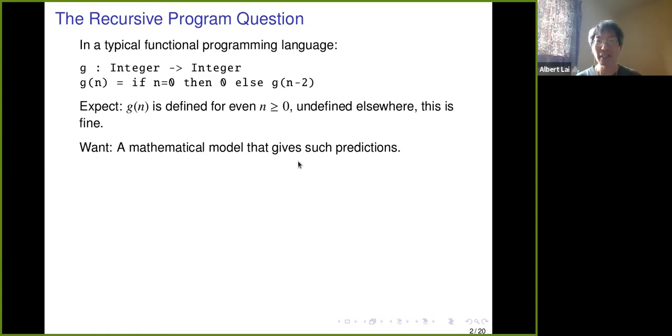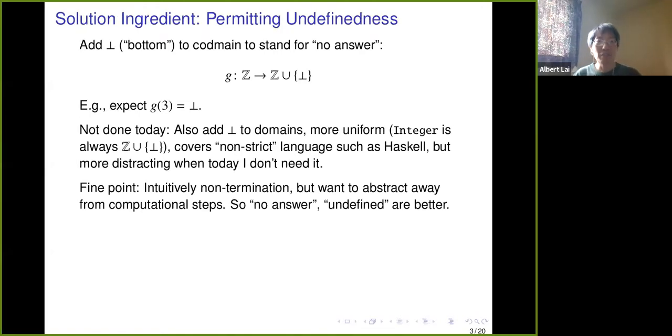And we want a mathematical model that agrees with this and gives that prediction. So the first thing we do is we say, okay, the codomain is integer. Actually, the codomain is going to be a little bit more interesting than integers. The codomain also allows saying that things could be undefined. In general, we will also do that to the domain, because it is more uniform. Why don't we just add a special value? We're going to call that bottom. It is written like a symbol that tries to be a tag sitting at the bottom, and it stands for no answer.